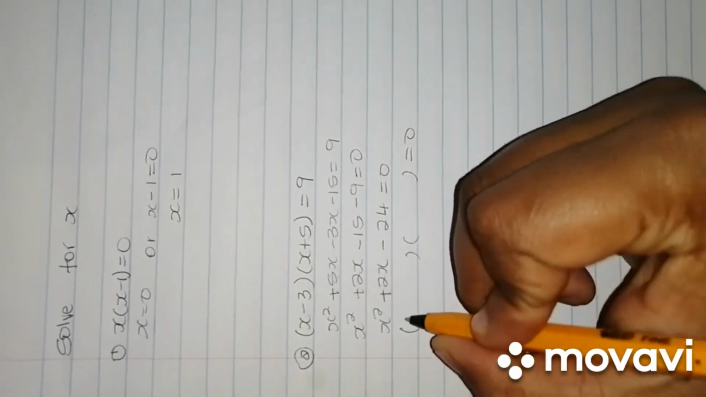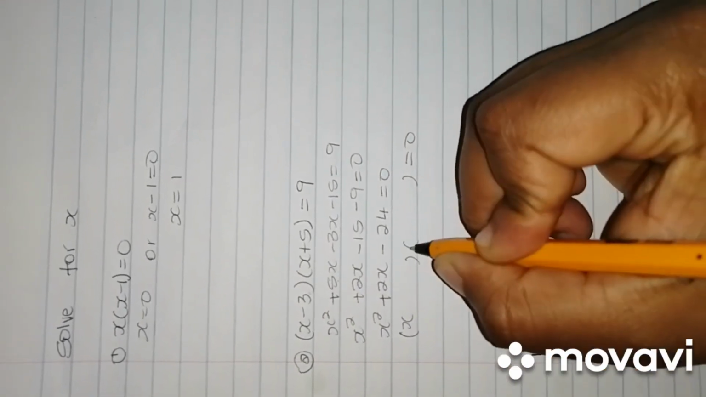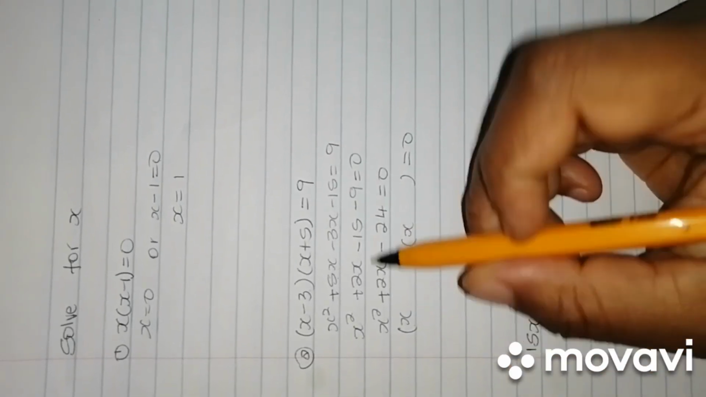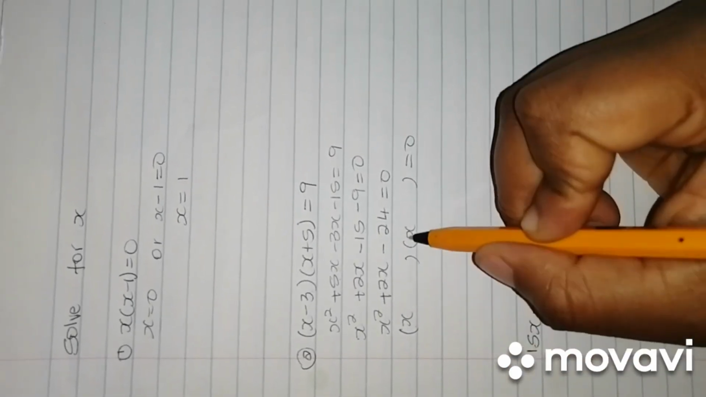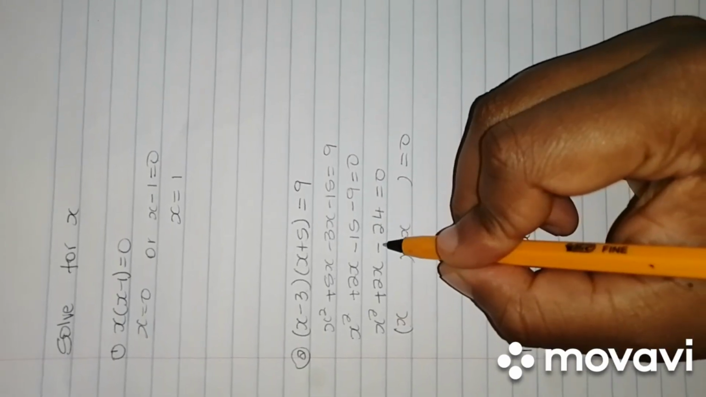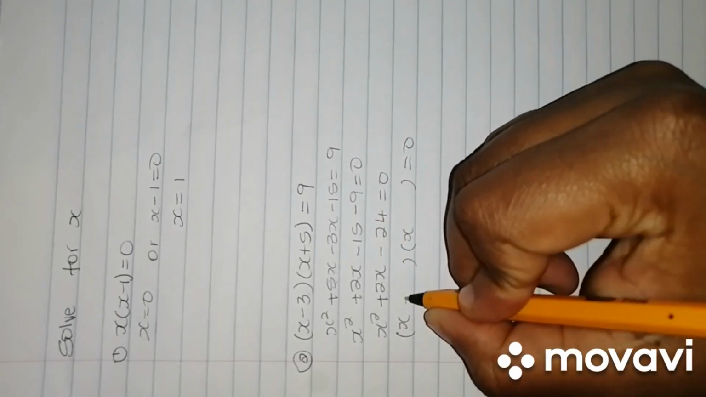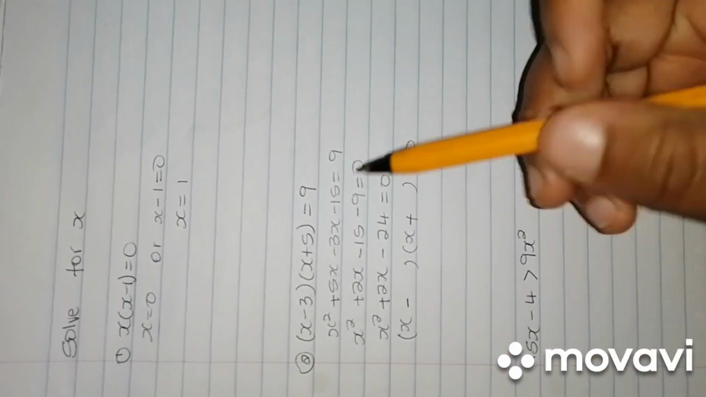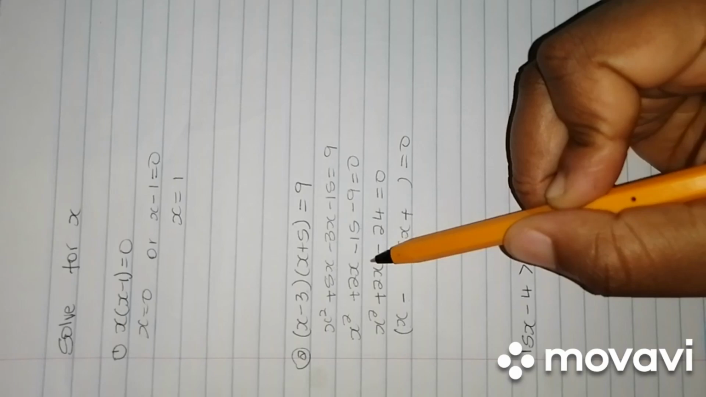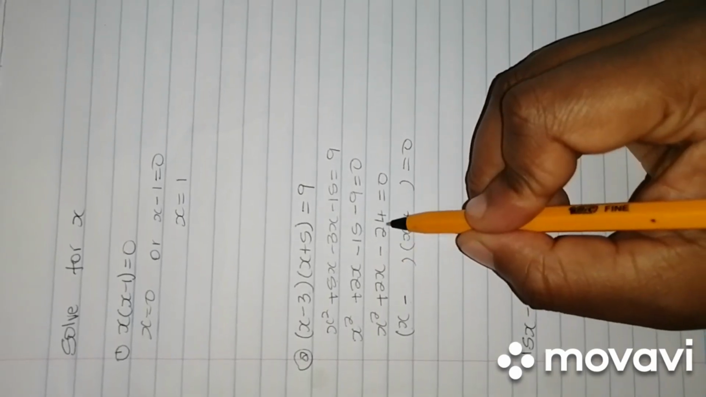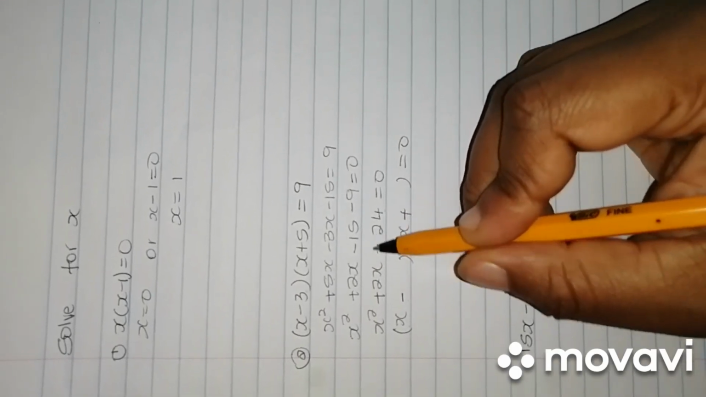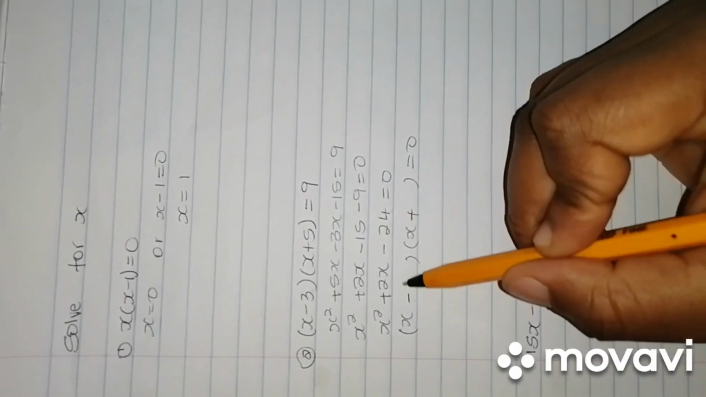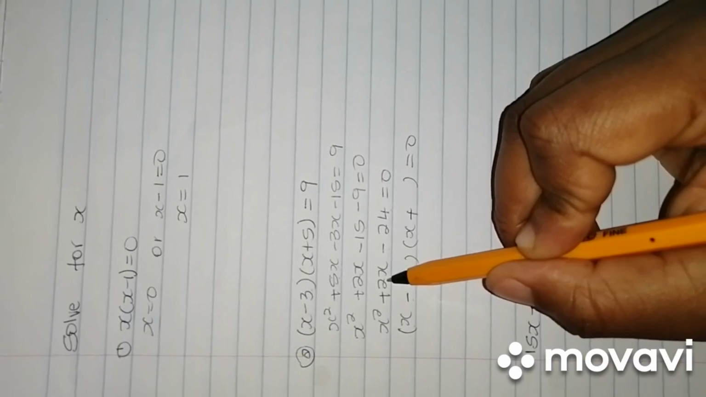Since it's x squared, at the first bracket we're going to have x. The first bracket is equal to x, the second bracket is equal to x, so that when you multiply this we get this. Okay, since this is negative, we know one bracket is going to be negative and the other one positive, so that when you multiply a positive and a negative we get negative. So we're looking for factors of 24, numbers that when you multiply them we get 24, but when we add them we get 2.